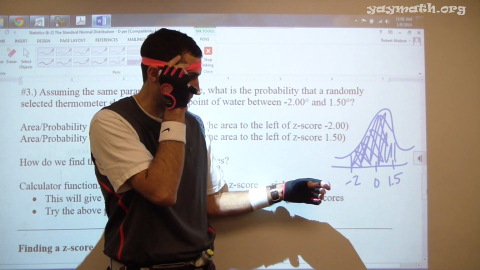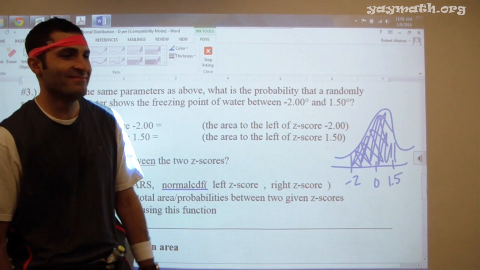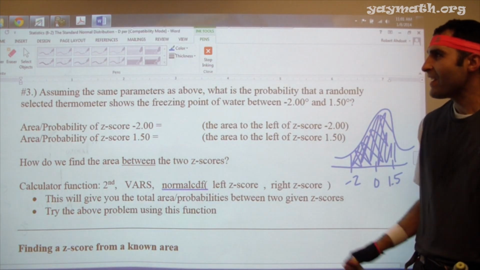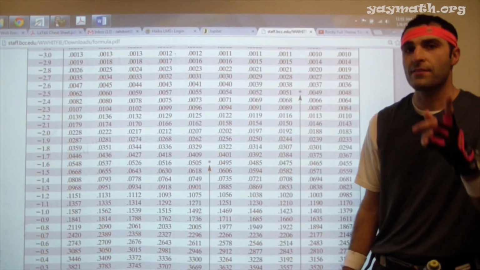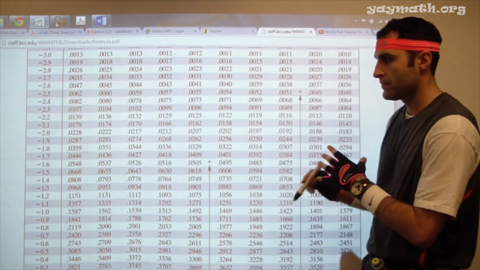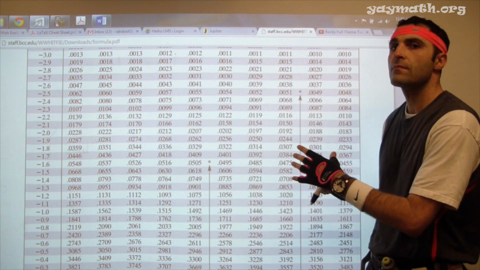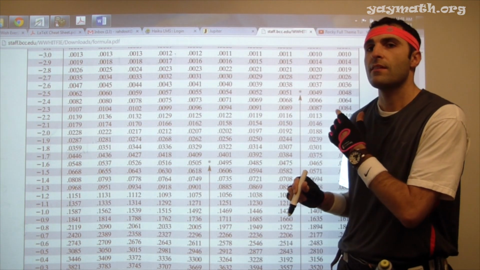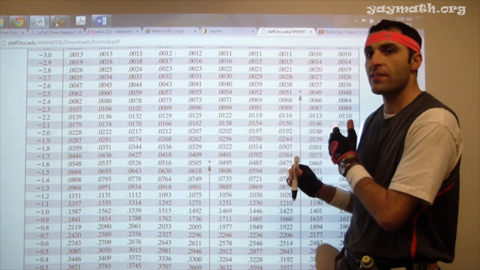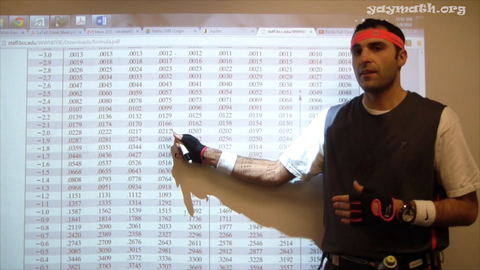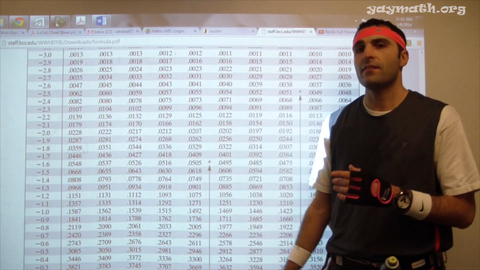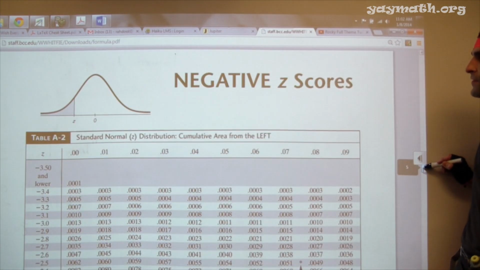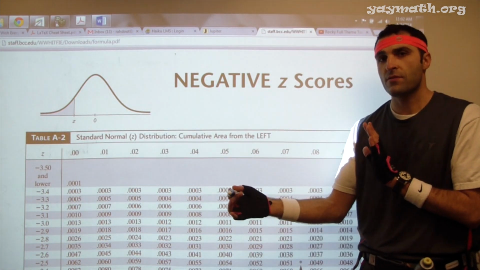So, how do we get those areas? Using the z-score table. Okay. What do we do? You can calculate the area to the right of -2 and subtract it by the area to the right of 1.5. Nice. Why not find the area to the left? Because that's what the table gives us. Good job. Because the table is associated with area to the left, we can get both of those easily.